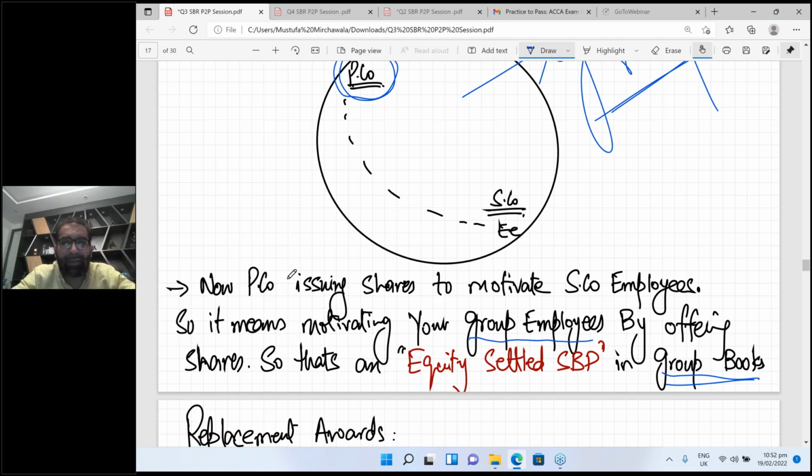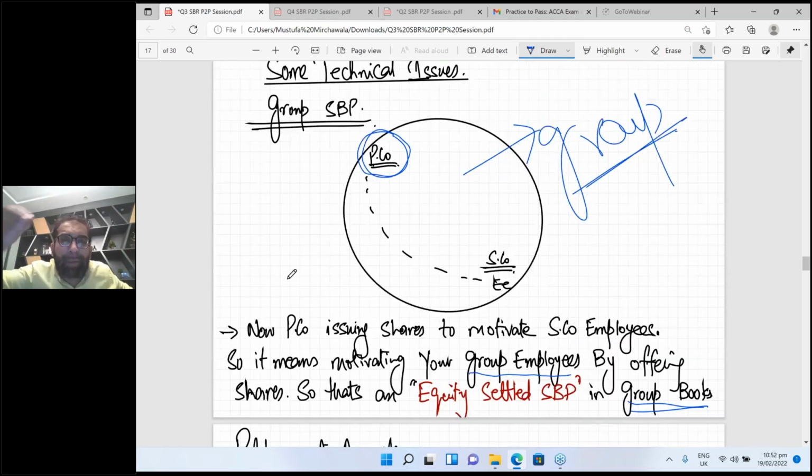Very simple. P company is one member of the group, and S company is also one member of the group. A member of the group is issuing shares within the group. That means group employees, S company employees and P company employees, they all are group employees. They all are working for the group.